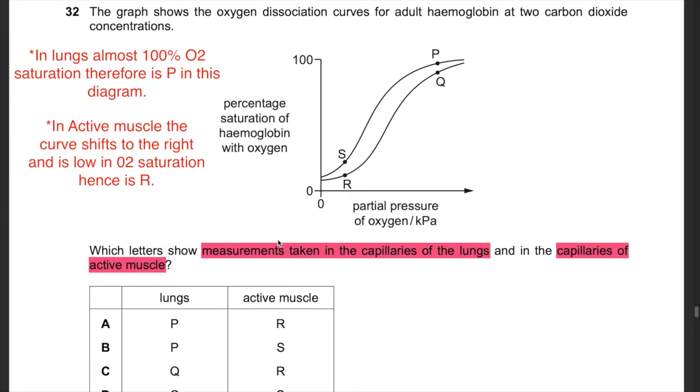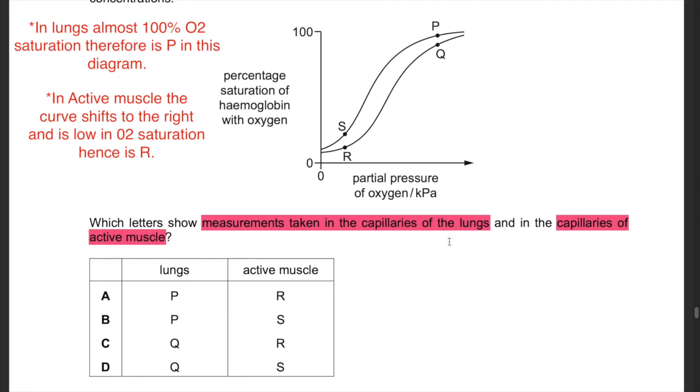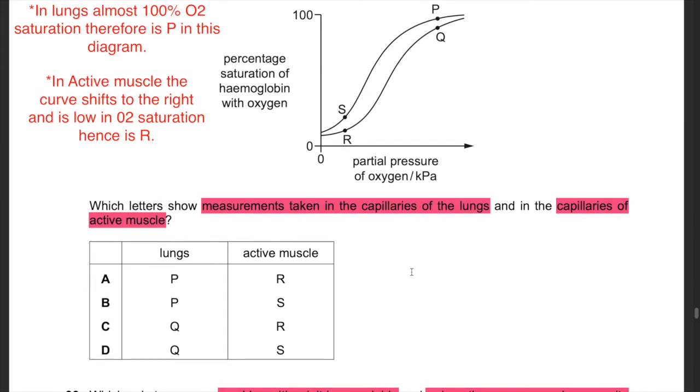Question 32. The graph shows oxygen dissociation curves for adult hemoglobin at 2 carbon dioxide concentrations. Which letters show measurements taken in the capillaries of the lungs and in the capillaries of active muscles? In lungs, almost 100% oxygen saturation is there. Therefore, P is represented by lungs. In active muscle, the curve shifts to the right due to presence of carbon dioxide concentrations. Hence, there is low oxygen saturation. Therefore, the option R represents the measurement taken in active muscle. Therefore, the answer is A.